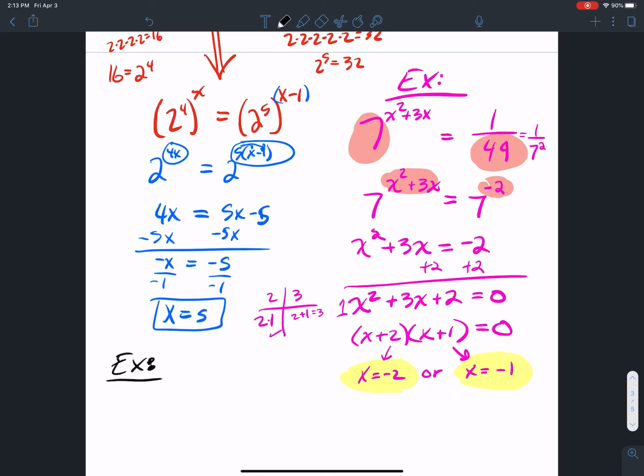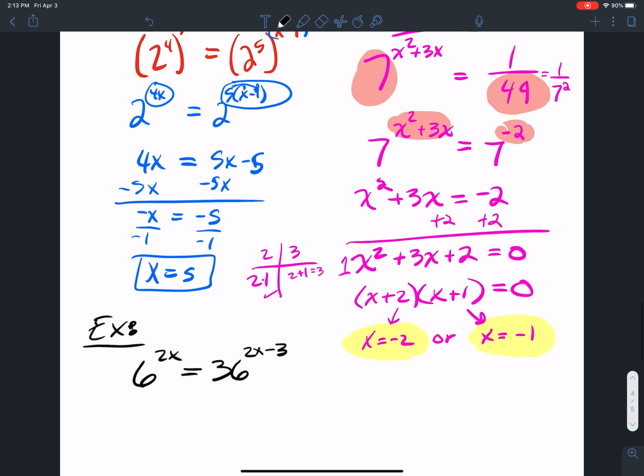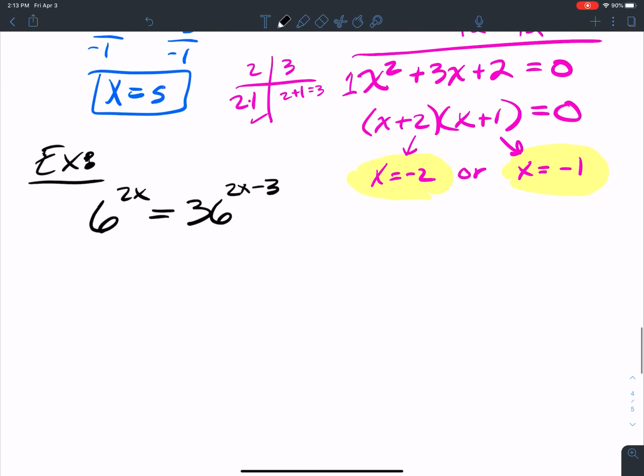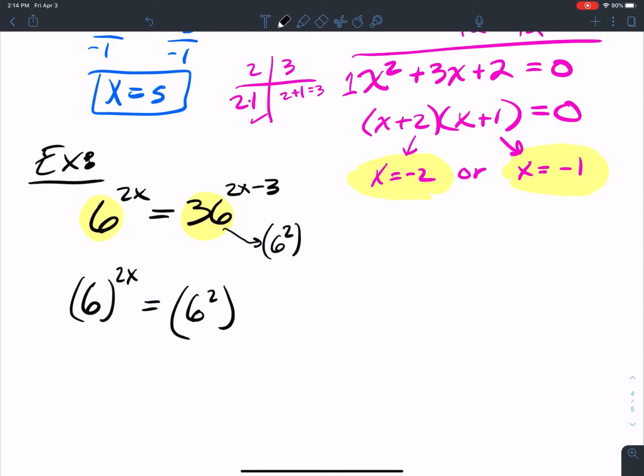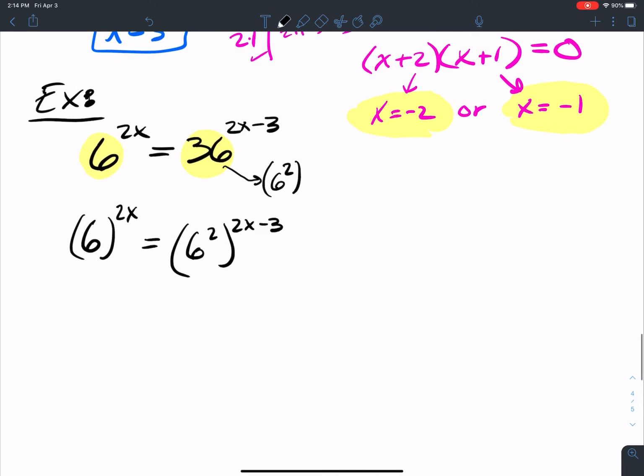All right, so 6^(2x) equals 36^(2x-3). What base would be the same here? Think about it for just a second. All right, got it? Cool. 6 is 6, but 6 times 6 gets me 36, so 6 squared. I can replace the 36 with 6 squared. So I have 6^(2x) equals (6^2)^(2x-3).